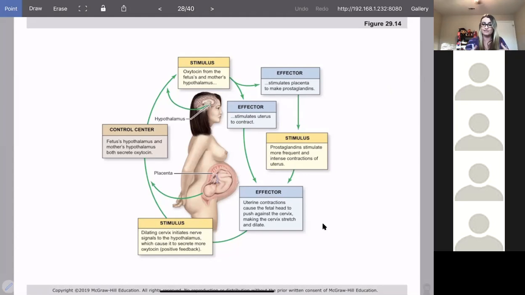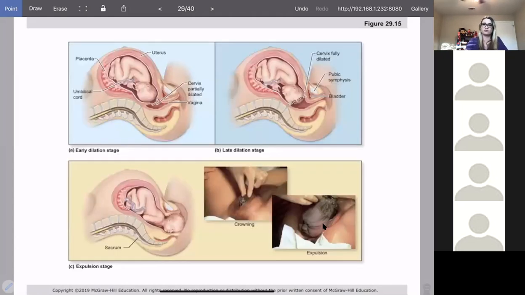After the dilation stage, once the cervix is fully dilated, here comes the expulsion stage. This can last anywhere from 30 minutes to several hours. This is really subjective. The expulsion stage is the pushing part, where the baby is actually being expelled from the body. Crowning is when the baby's skull becomes visible, and pushing out the head is probably the hardest part. It says in the book it lasts 30 minutes to several hours.